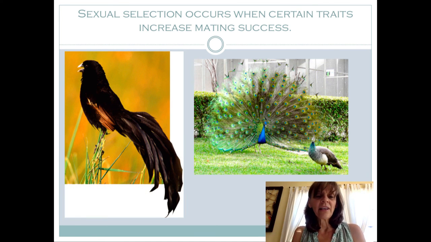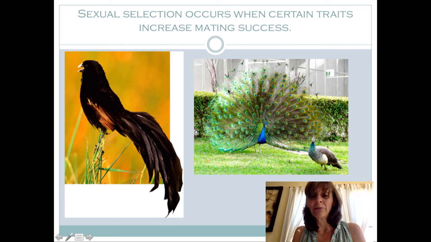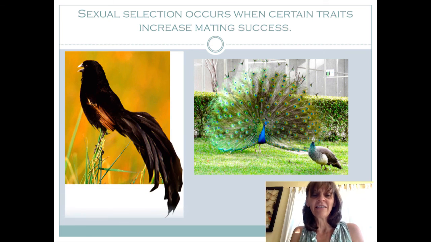Here's some sexual selection. The length of tail feathers. These are how evolution has interpreted this over time. The peacock feathers that we so enjoy. Size of the antlers on the elk, etc.